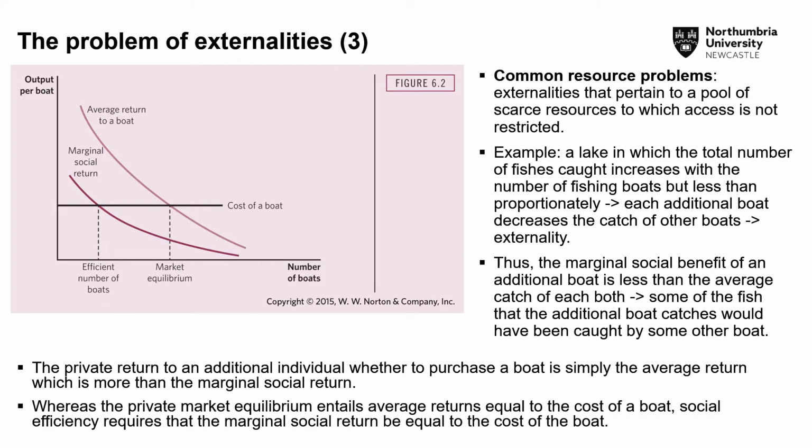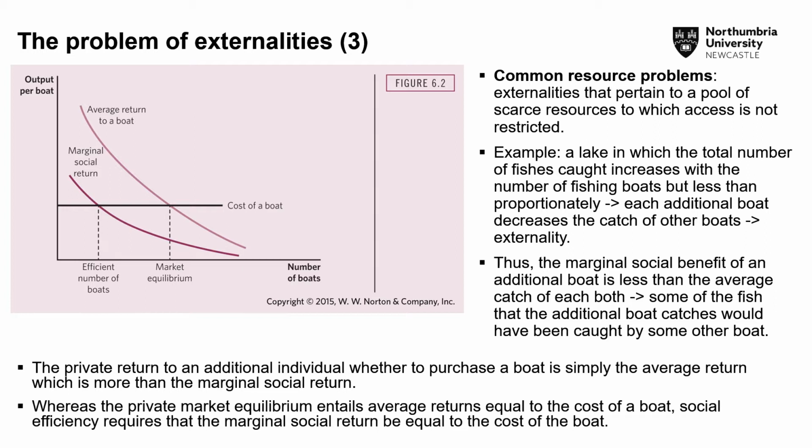So why do externalities arise? Well, essentially it's a common resource problem. You have a resource that is limited, but on the other hand, access is not restricted. So multiple participants can make use of that resource. However, the idea is that the use of that resource by additional participants has an impact on all other participants.